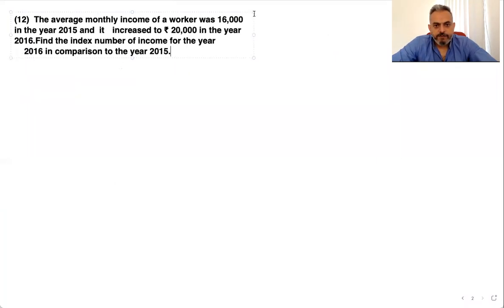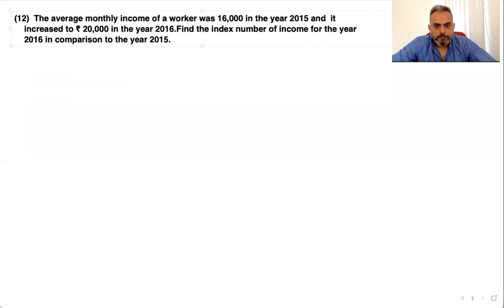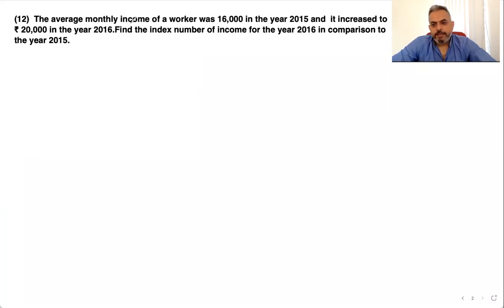Question 12, section C. Average monthly income of a worker was 16,000 in the year 2015, and it increased to 20,000 in the year 2016. Find the index number of income for the year 2016 in comparison to the year 2015. So very simple. Let's write the solution.